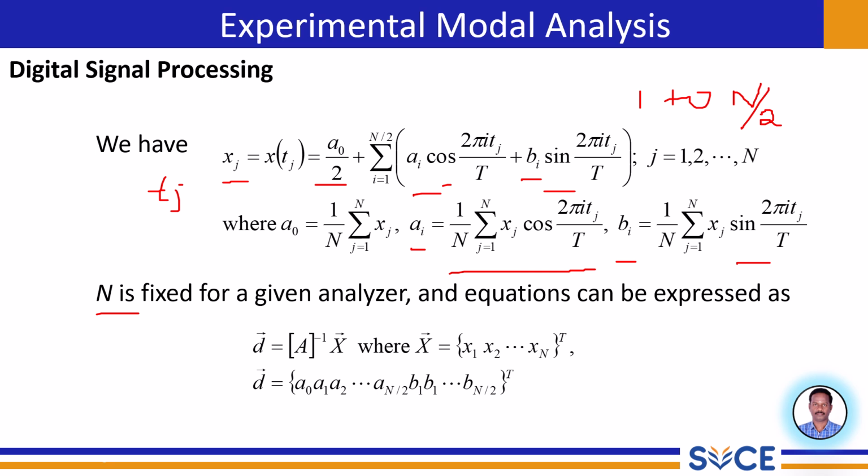Still, we are simplifying the representation using matrix notation. It is in matrix form. Here is the notation for matrix form, that is A inverse into X, where X is a vector containing n number of sample data points and D is a vector containing the calculated Fourier constants. In that, matrix A contains the cosine and sine basis functions evaluated at the discrete points. Here, n is fixed for a given analyzer.